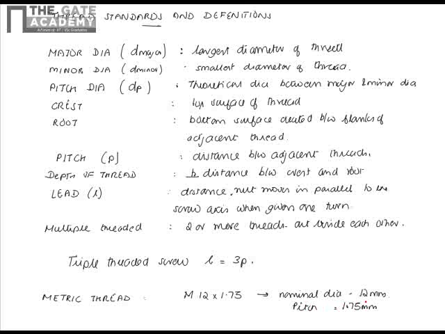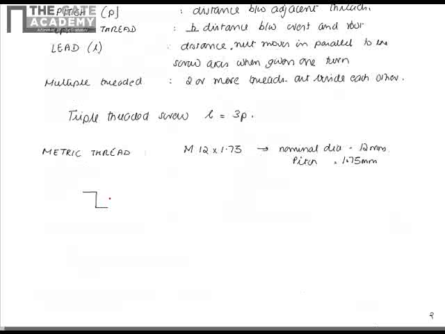Square and Acme threads are also different types of thread, and they are mainly used on power screws where power is transmitted. The square thread, we know, will be like this. Where this distance is the pitch, this height is P by 2, and this width is also P by 2, where P is called the pitch. Pitch is the distance between the adjacent threads.